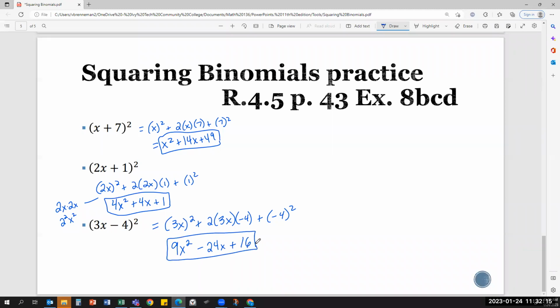So that's squaring binomials. It's going to come up a lot. Make sure that you are solid and confident doing that.